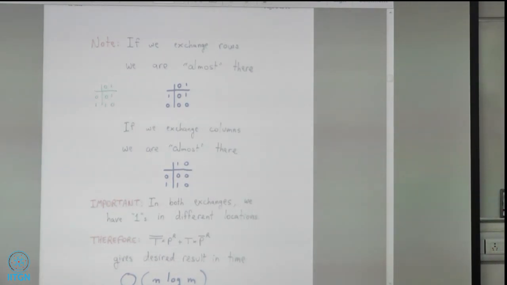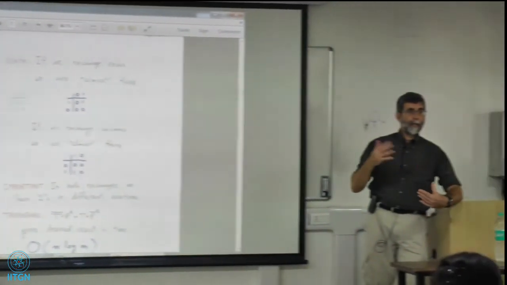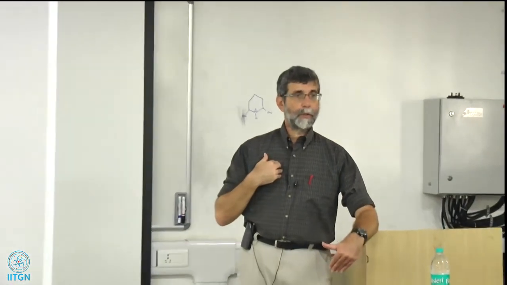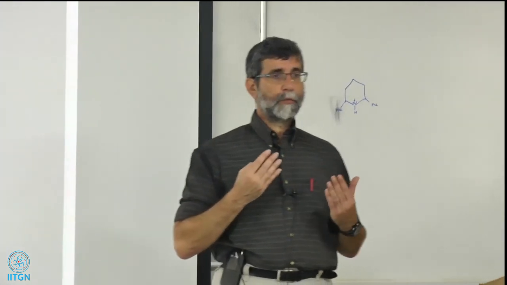What does it mean? It means that if somehow we can simulate an exchange of the rows and simulate an exchange of the columns and then add the result, we're going to get our multiplication just by doing two FFTs, which is 2 times n log m. It's still n log m. So by doing two FFTs and then an addition, which is O of n, we're going to be able to actually get our multiplication. Now, what does it mean, simulate an exchange of columns or an exchange of rows?